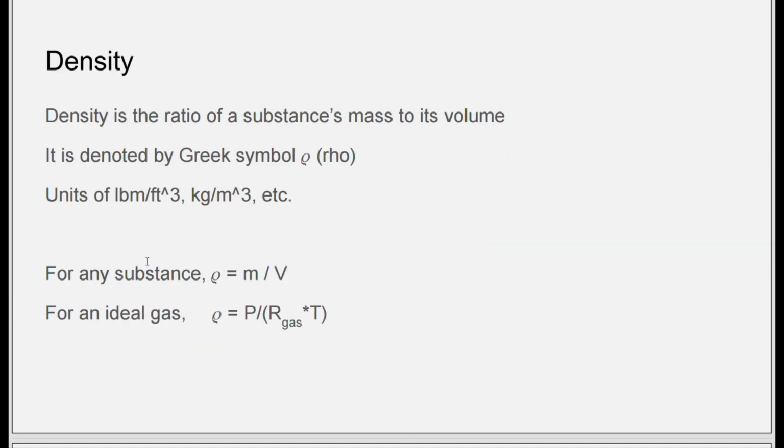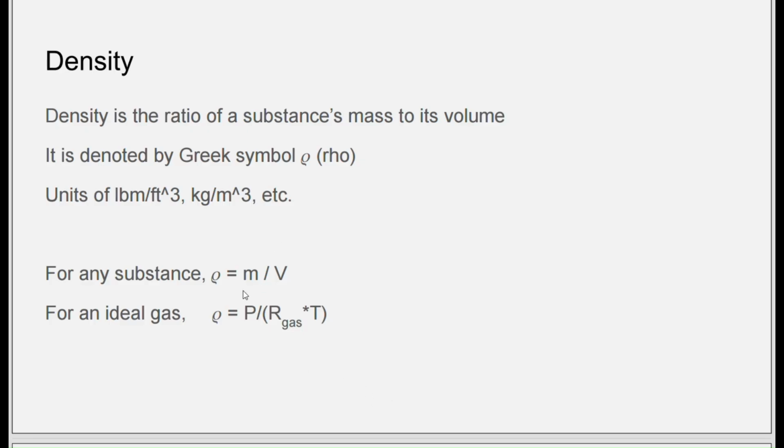Let's talk density real quick. Printing this PowerPoint to PDF made this symbol show up really weird. That's supposed to be rho. Density is typically written as the Greek symbol rho, which is your ratio of mass to volume of something.